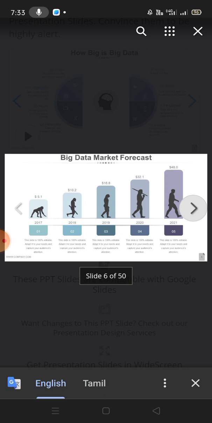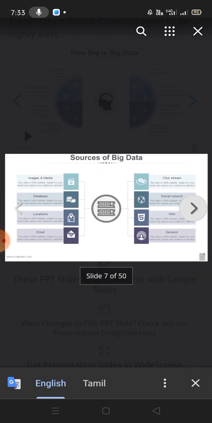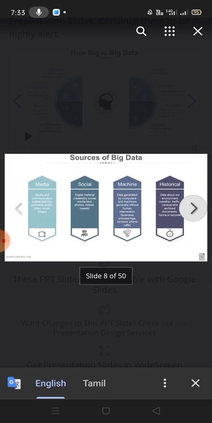And the big data market forecast. So this image is like a market forecast. The sources of big data are images and media, databases, locations, emails, clickstream, social networks, and HTML sensors. So these are the sources of big data. From these sources, the data stored in the database is called big data. So big data originates from these sources.